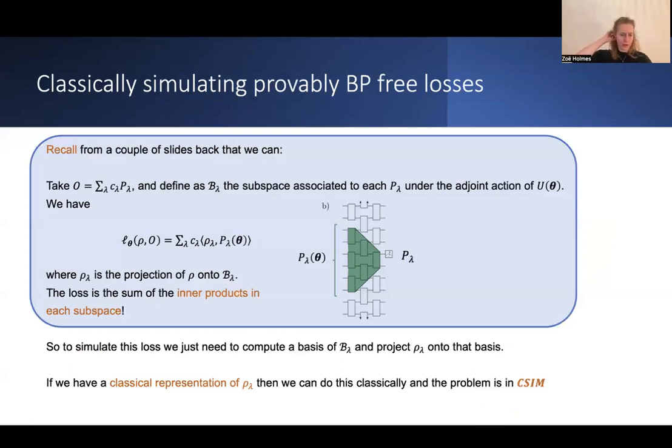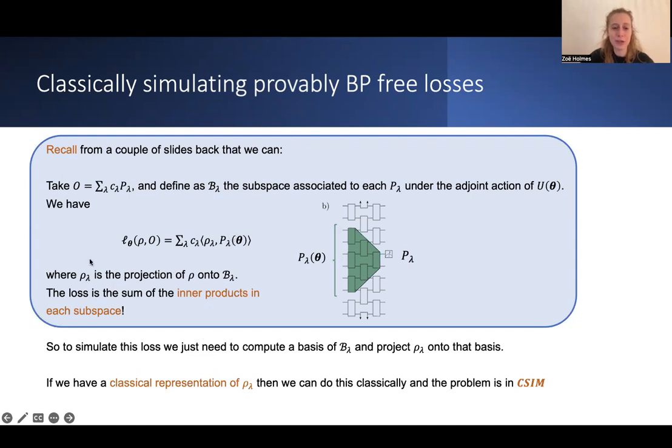Okay, so back to what I was saying. From a few slides back, the loss can be written as the sum of inner products in each subspace of the back propagated observable terms. So we take the observable, we split it into a bunch of terms, and we back propagate each of these terms in the Heisenberg picture. We then look at the subspace that these back propagated terms are in, and we can compute the loss as the inner product between the back propagated operators and the initial state projected down into these subspaces.